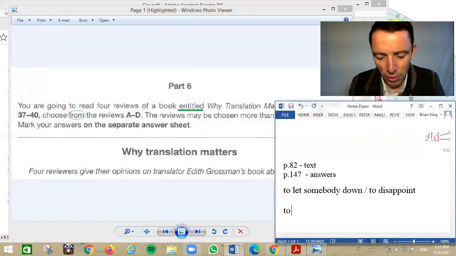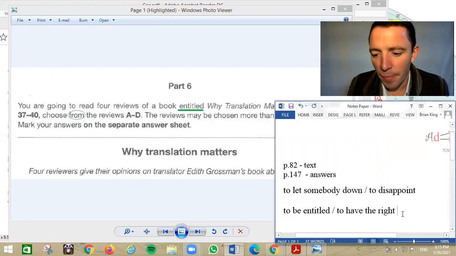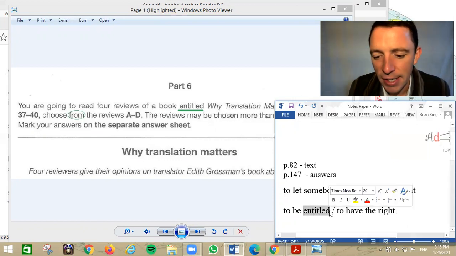And I'll put it here for my notes. To have the right. Okay. And sometimes it's negative in conversation. So a person feels entitled. They feel they deserve a job, or they deserve something without working hard or without doing some action. So it is important to be entitled. It can be negative and it can be literal.